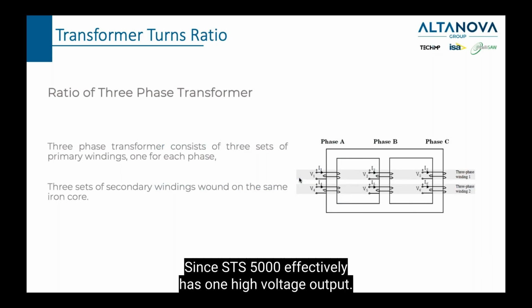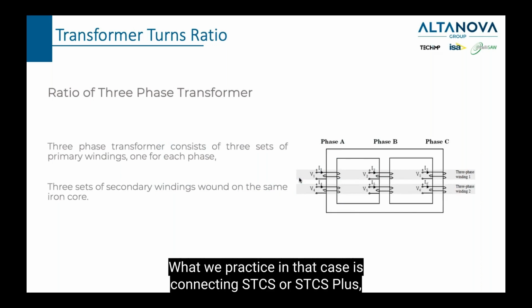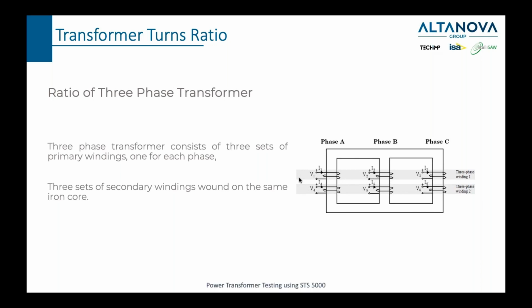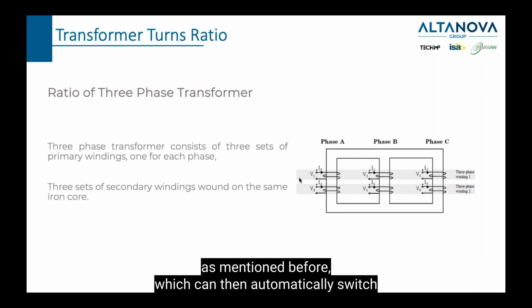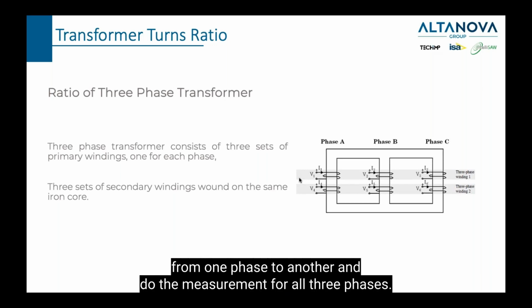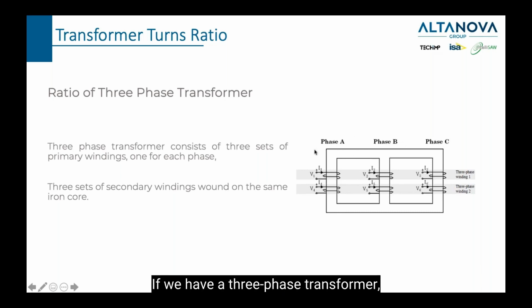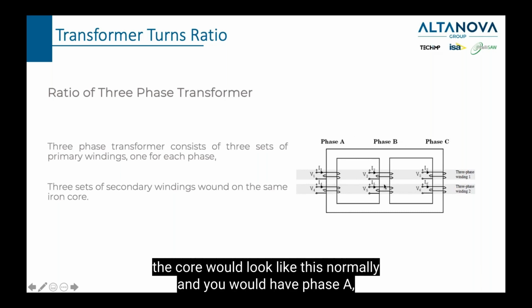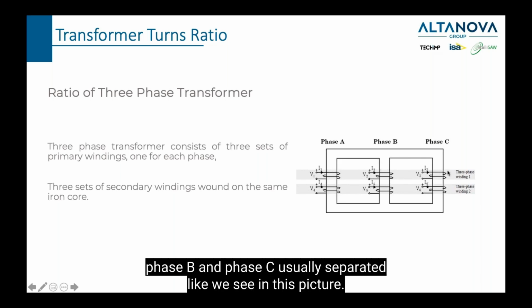Since the STS 5000 effectively has one high voltage output, what we practice in that case is connecting an STCS or STCS Plus, as mentioned before, which can then automatically switch from one phase to another and do the measurement for all three phases. If we have a three-phase transformer, the core would look like this normally, and you would have phase A, phase B, and phase C, usually separated like we see in this picture.